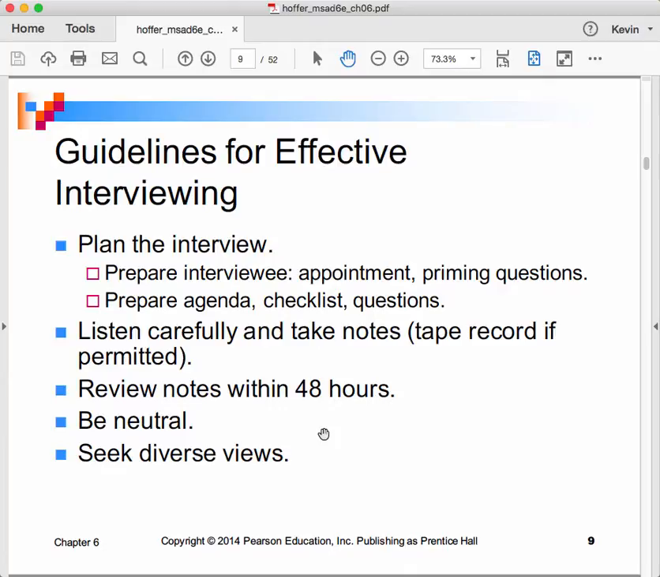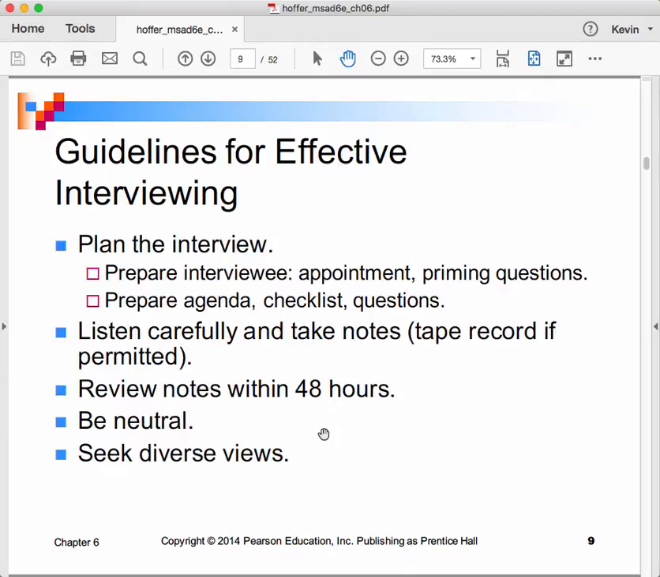It's not uncommon to ask to record the interview. It depends on the culture that you're working in, but sometimes it's easier to keep track of the information if you can go back to a tape and play parts of it over again to remind yourself of exactly what was said. Take notes and review them within 48 hours. Be natural. Seek diverse views.